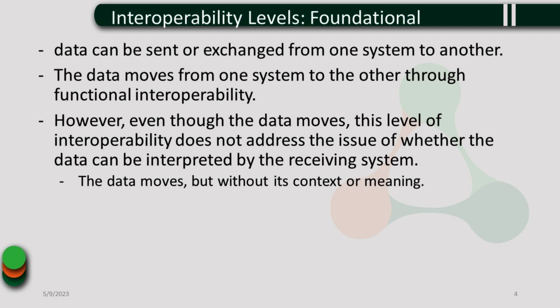Interoperability levels. Level 1, foundational, most basic. Also called functional interoperability, this kind of interoperability simply means that data can be sent or exchanged from one system to another. The data moves from one system to the other through functional interoperability. However, even though the data moves, this level of interoperability does not address the issue of whether the data can be interpreted by the receiving system. The data moves, but without its context or meaning.